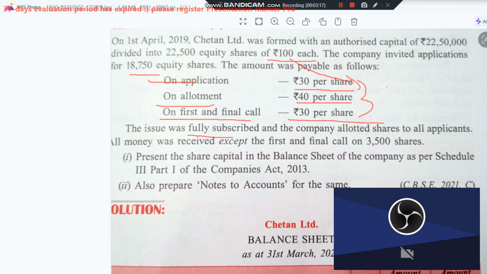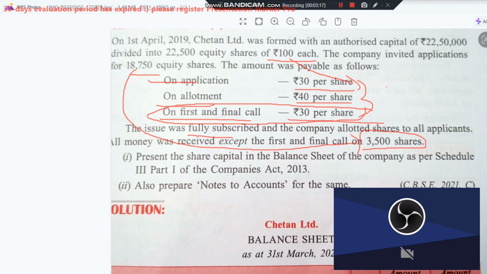All money was received except the first and final call. So this is the due amount, the first and final call. On 3,500 shares, out of 18,750, 3,500 shares are yet to be received, only for the first and final call, that is 30 rupees per share.